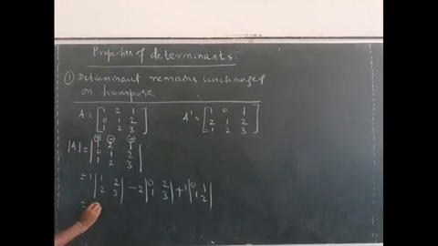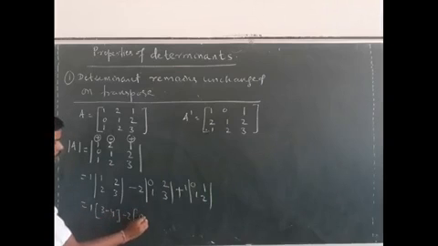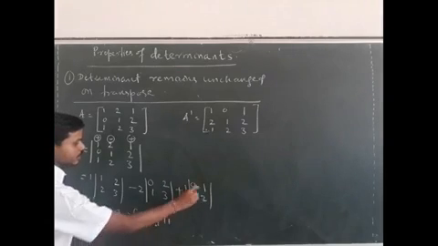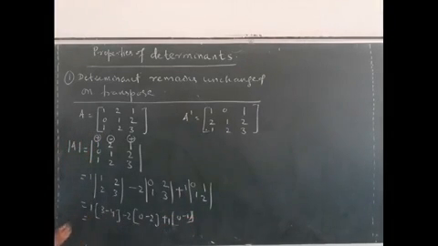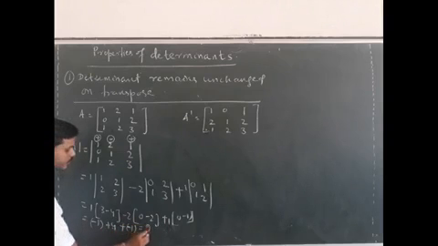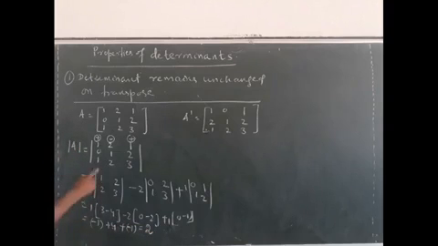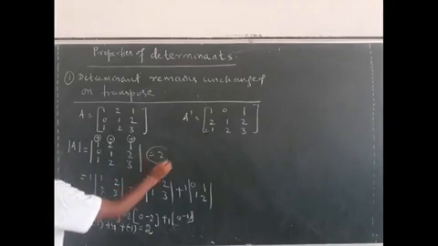So it is 1 times (3 minus 4), minus 2 times (0 minus 2), plus 1 times (0 minus 1). If I calculate this, it is 1 into minus 1, which is minus 1, minus 2 into minus 2, which is plus 4, then plus 1 into minus 1, which is minus 1. So 4 minus 2 is equal to 2. This determinant value gives you 2.